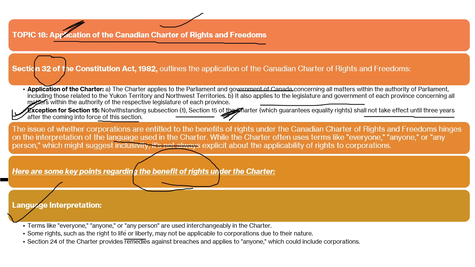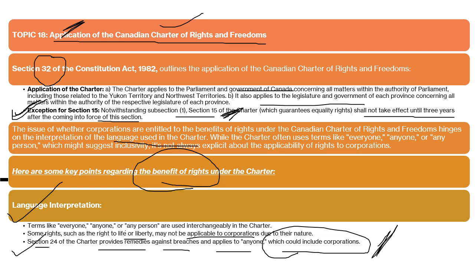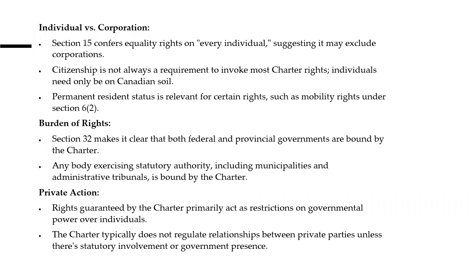Some rights like the right to life and liberty may not be applicable to corporations due to their nature, because corporations are not living entities, they are not individuals. But section 24 of the Charter, which provides remedies against breaches, applies to anyone, which includes corporations as well. So where a corporation is an entity, an individual party in some case, and we are talking about remedy, in case of breaches, remedies are available to corporations. But again, rights which are impossible or impractical cannot be given to corporations, like the right to life, simply.